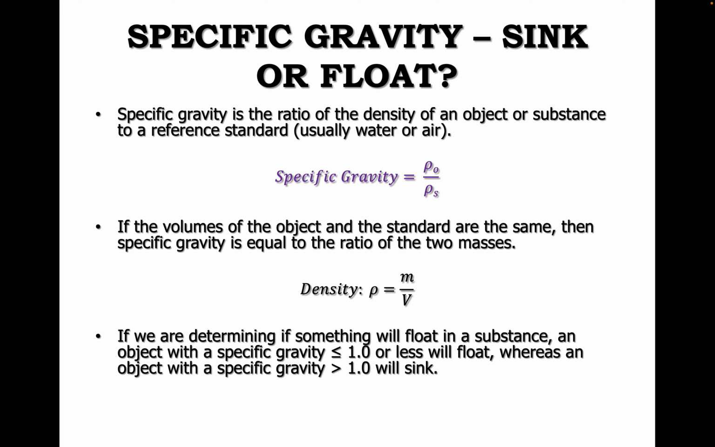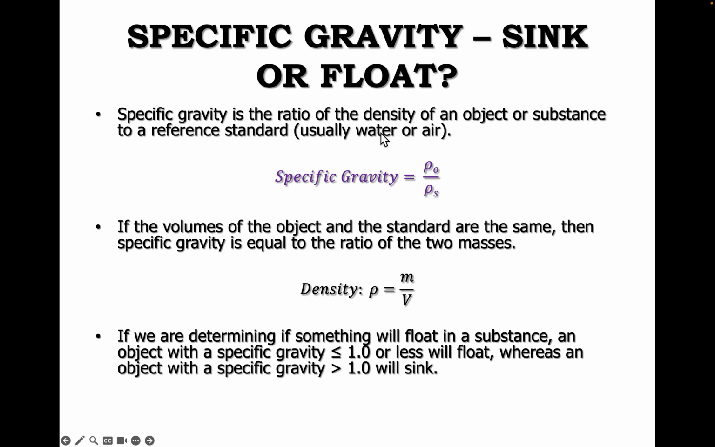So to understand what's important with buoyancy force, we need to know if a particular object will sink or float in a particular fluid. And this is dependent on specific gravity. So what is specific gravity? It is a ratio, essentially a fraction, of the density of the object or substance when it's compared to a reference standard. Usually, this reference standard is water or air.